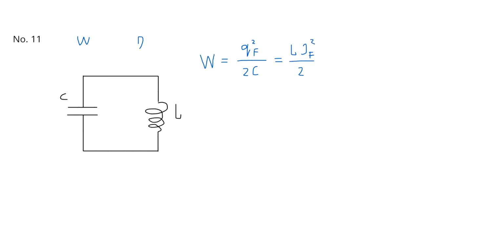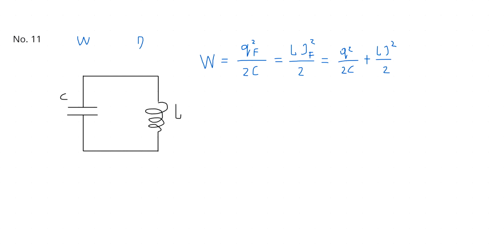Okay, and in the general case, part of the energy is in the capacitor, and another part of the energy is in the inductance. So in the general case, we have q squared divided by 2C plus L I squared divided by 2. So in this case, we have such a situation.